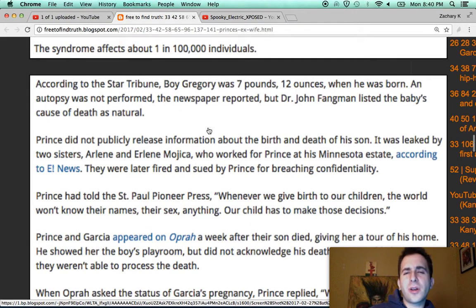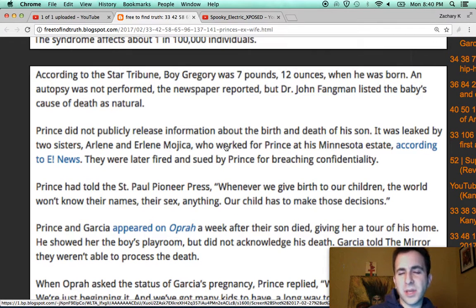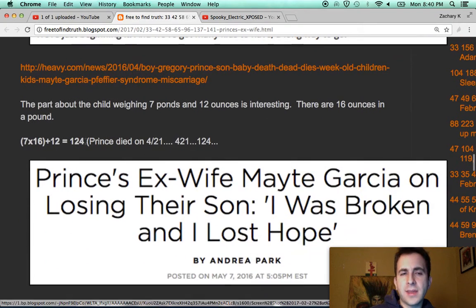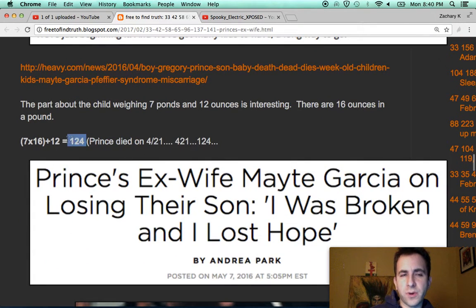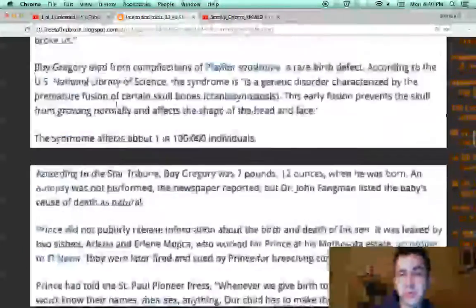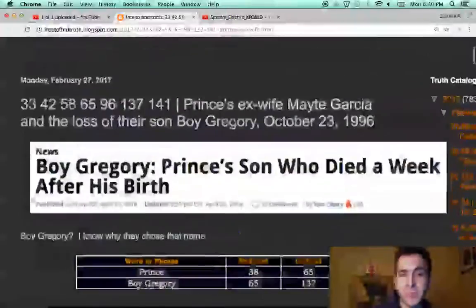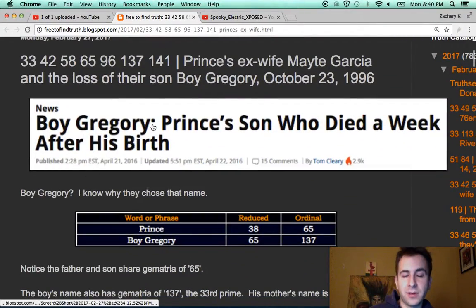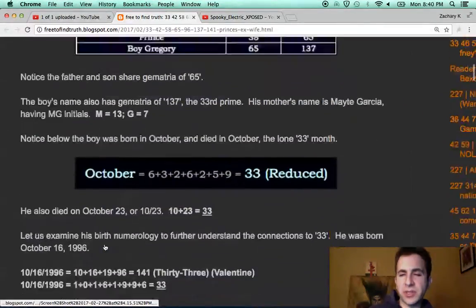I noticed this article mentions the weight of the child when he died. I mean, seemingly insignificant, and some things could be a coincidence, but I looked at this and said, 7 pounds, 12 ounces? That's the same as 124 ounces, which is 421 in reverse, the date Prince died. This article was actually written on April 21st. They put out this article about the death of Prince's son the day Prince died.